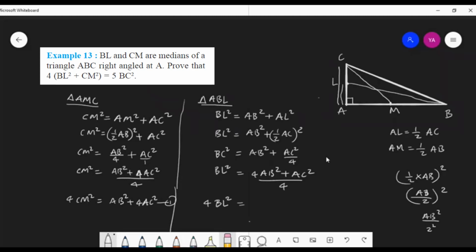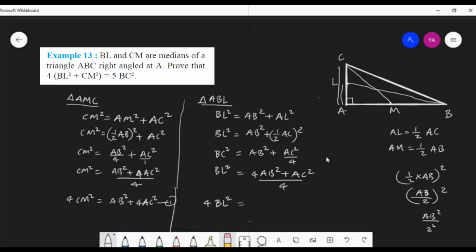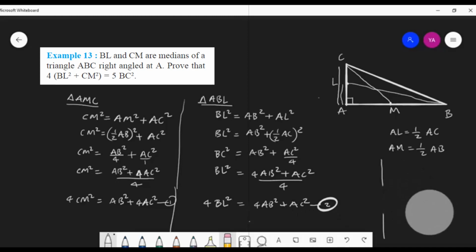And on the right side, the 4 you move to the left. So 4 BC square is equal to 4 AB square plus AC square. Okay. Now you compare 1 and 2. What do we have to do to reach the given statement, the given equation? Adding 1 and 2 will reach the given result.